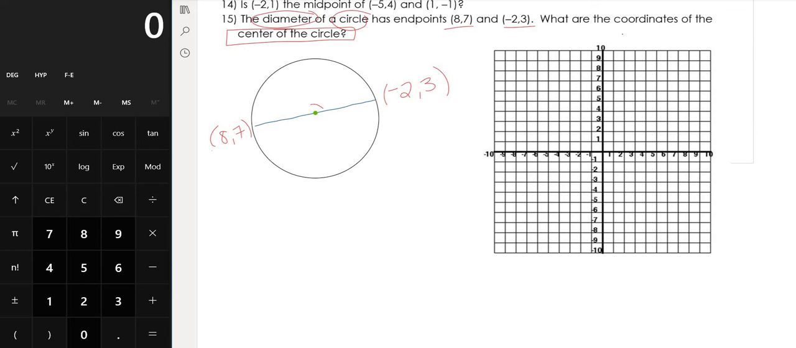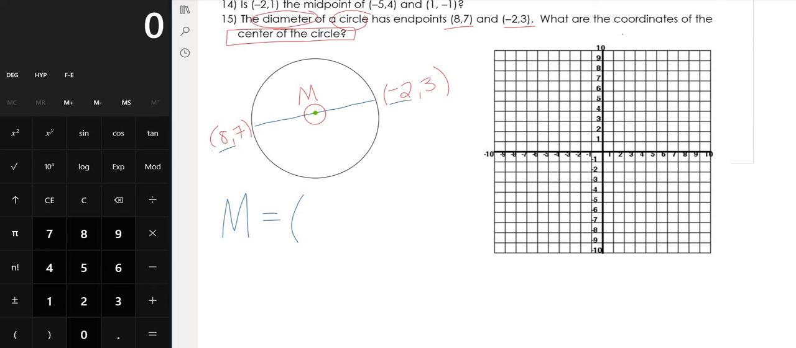Well, the center is right here. It's the middle of the diameter. It's the midpoint of the diameter. So what we're really asked in this question is to find the midpoint of this line segment that's your diameter. We've already done it twice before. Let's go ahead and do it again. So to find the midpoint, we're going to add the x's, divide by 2, add the y's, divide by 2.